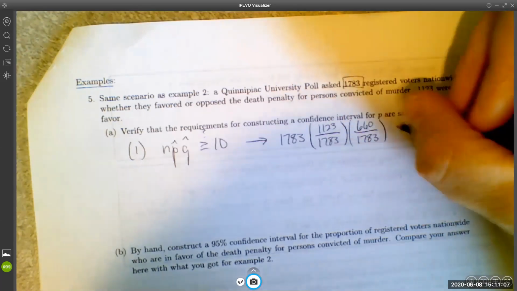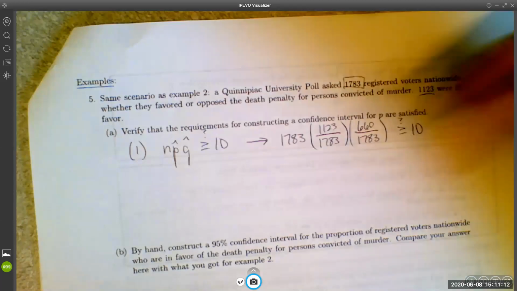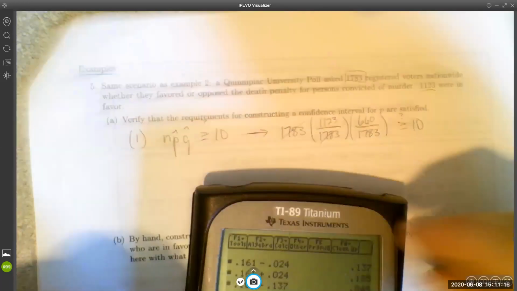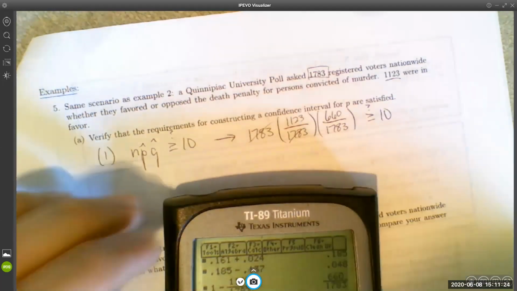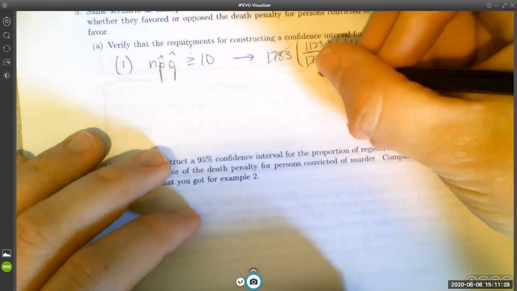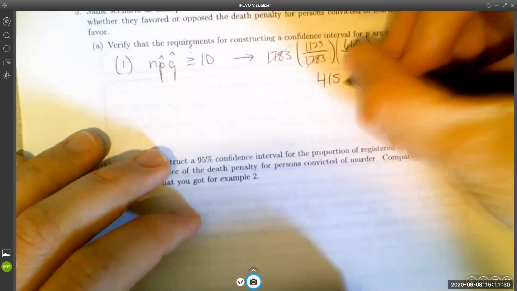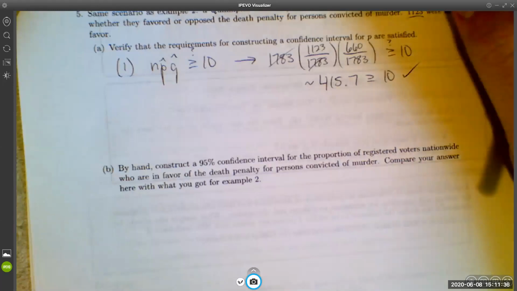And I want to know if this is bigger than or equal to 10. Pretty sure it is. We could cross cancel a little bit to make our calculations easier. So I'm going to do 1,123 times 660 divided by 1,783. That comes out to 415.7-ish. It's about 415.7, but it's way bigger than 10, right? So that first condition is met.